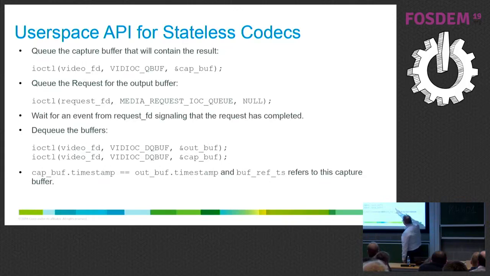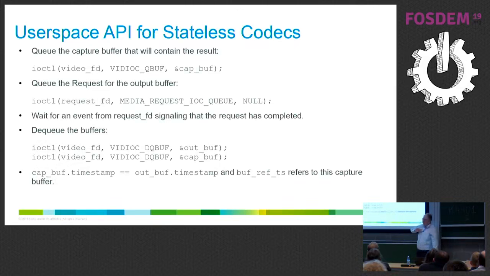And the final one is that you queue the request. So now the request object is queued to the driver. The driver has the buffer, has the configuration, the state, and it can start to decode.